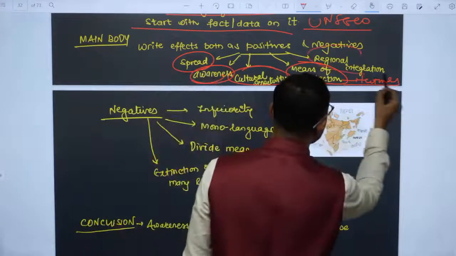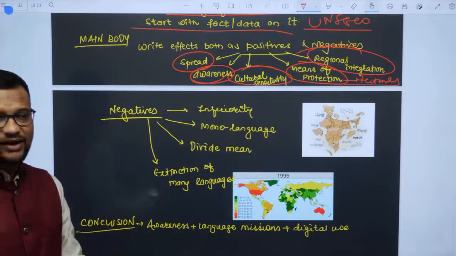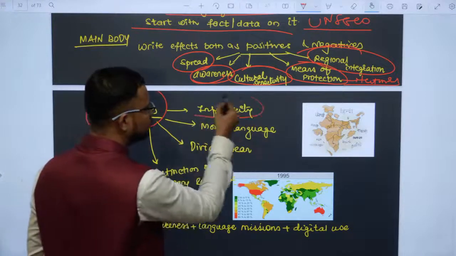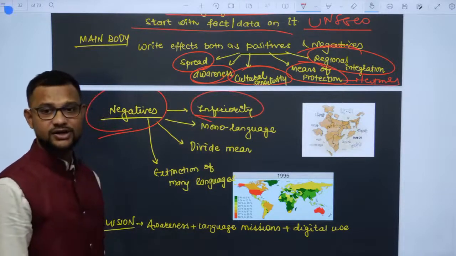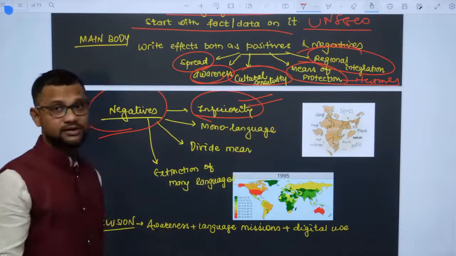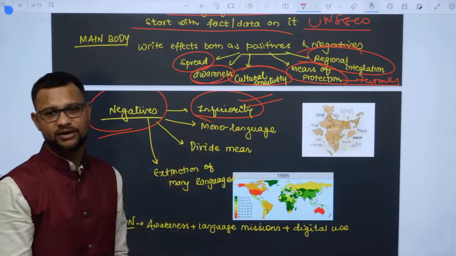Then it also promoted regional integration, but on the other side it also led to some problems, where the feeling of superiority and inferiority arises over language. English, right? The one who knows English well or can speak well is basically, in comparison, superior to others. That is a common perception as such.